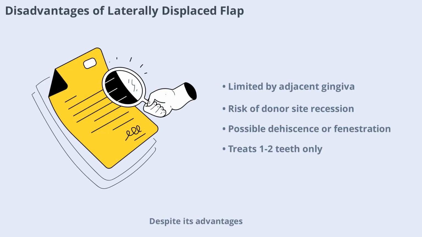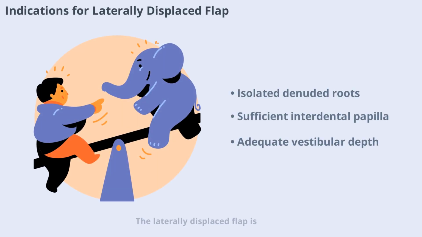Despite its advantages, the laterally displaced flap has several limitations. The procedure is restricted by the amount of adjacent keratinized attached gingiva, which can limit its applicability. There is also a potential for recession at the donor site, and risks such as dehiscence or fenestration may occur. Additionally, this technique is generally limited to treating only one or two teeth with gingival recession, making it less suitable for more extensive cases.